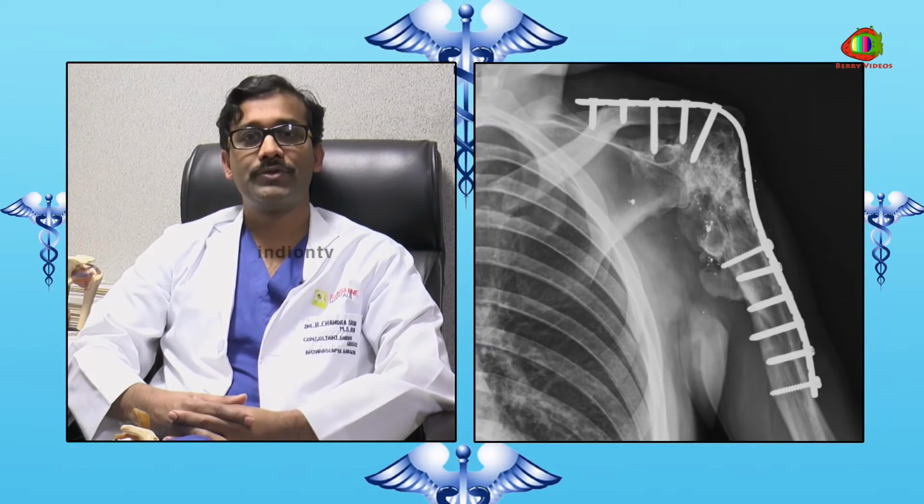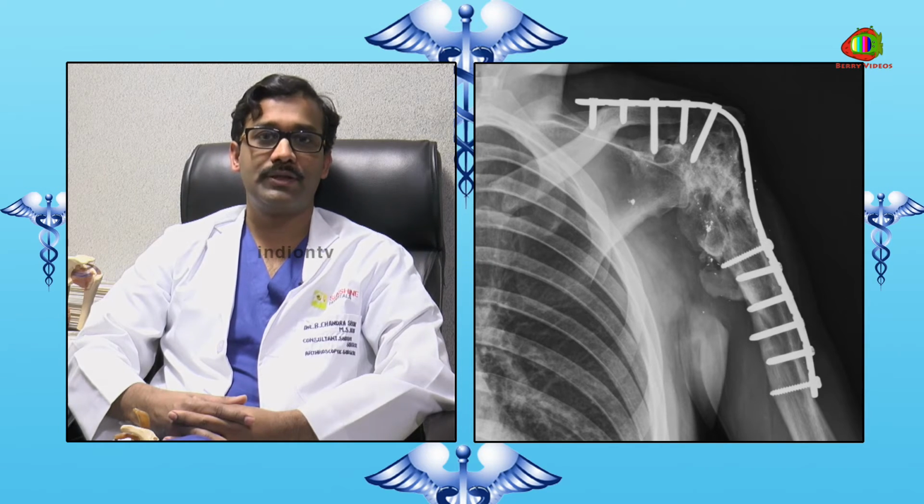The commonest word we hear in the general public with regard to shoulder problems is something called frozen shoulder. Frozen shoulder is a condition which commonly affects middle-aged and elderly patients, usually between 40 to 60 or 70 years of age, and it is very commonly seen in diabetic patients. Even though it has no direct correlation with the diabetic status of the patient, it is very commonly seen in diabetics. At the same time, it can be seen in non-diabetics also.